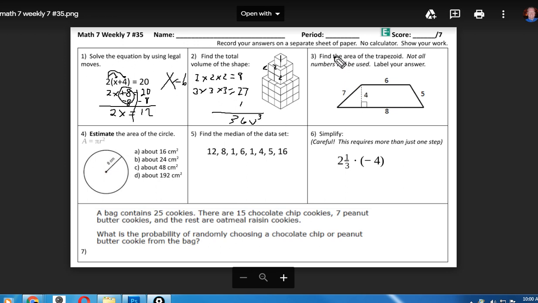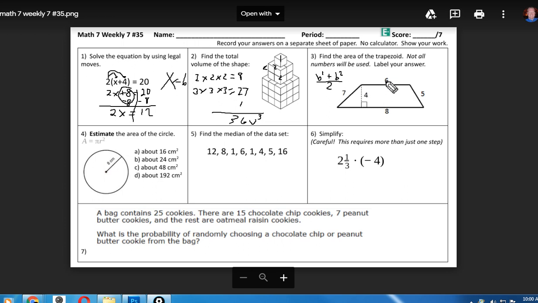Okay, here we go. Find the area of the trapezoid. Not all numbers will be used. Label your answers. So we have to use base 1 plus base 2, divided by 2. That will get us our base, and then we can multiply it times our height.